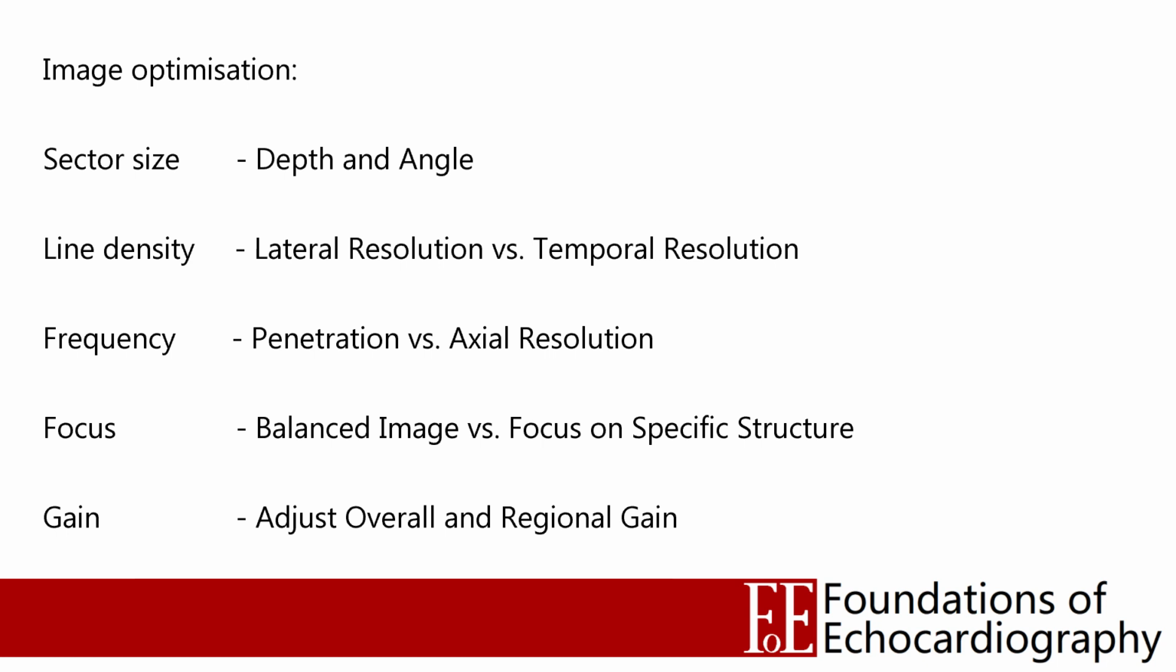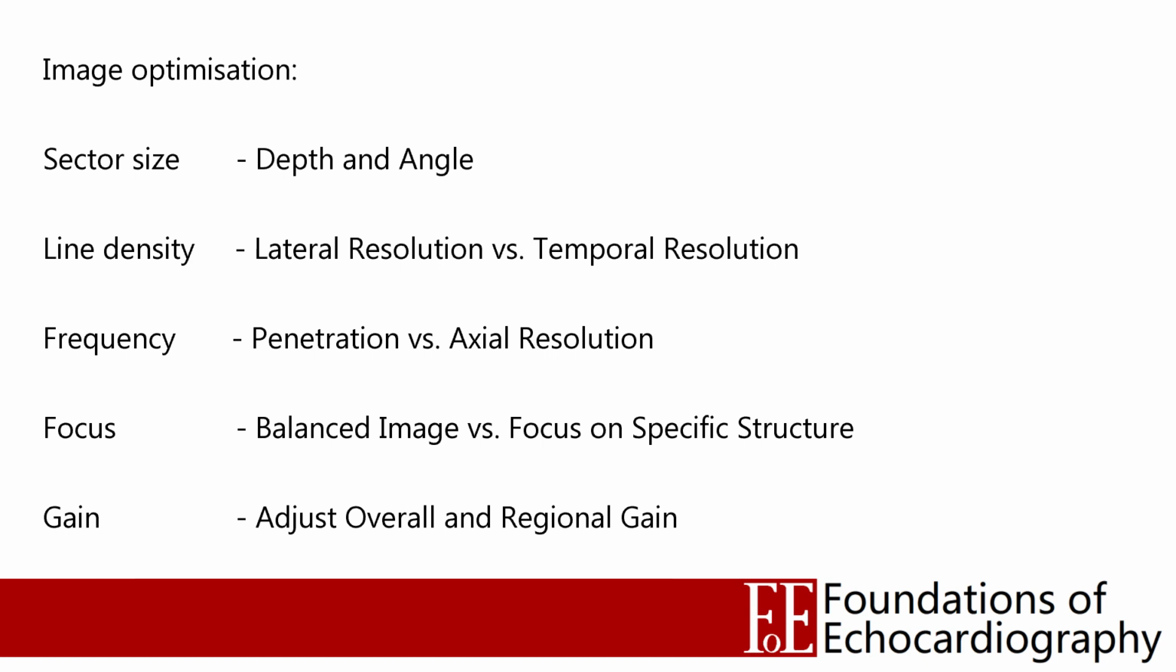What about line density? How many lines do you want to make up to draw each individual image? The greater number of lines you use to produce one image, the fewer images you'll be able to have, but the greater resolution they'll be. Does your machine allow you to adjust the frequency of a transmitted wave? If it does, is penetration important to you? Do you need to see those far field structures best? Remember, doing so, selecting a longer wavelength will decrease your axial resolution.